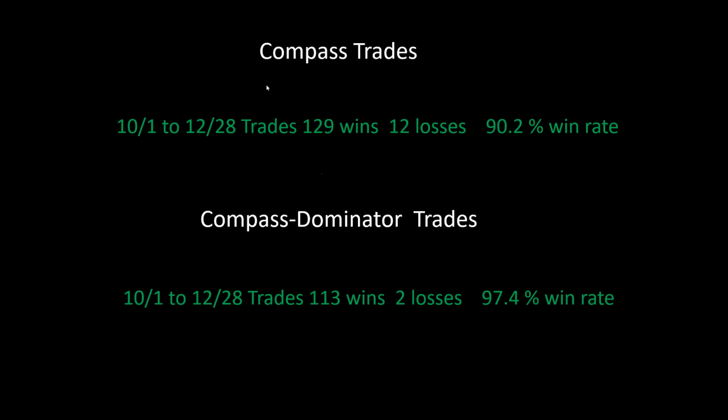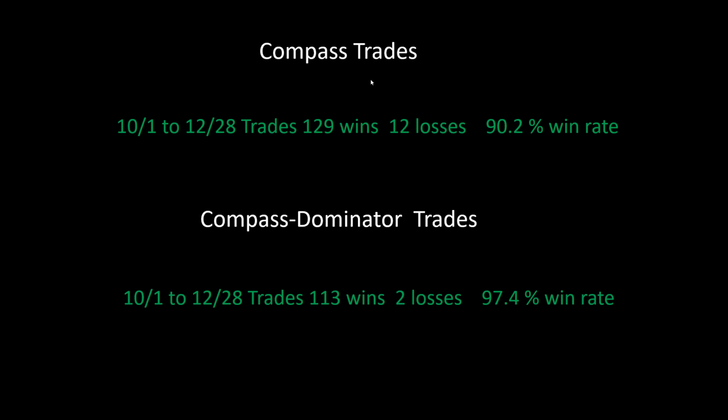And I'll go over all of that, but I just wanted to show you what some of the results have been here. And this is from October 1st to December 28th. This is the last quarter of last year. And the reason I chose that was because the Dominator system was introduced on October 1st. There was no way to check for market internals until the Dominator system came out. So what I did was I looked at trades that I took between October 1st and December 28th, and I looked at the ones that used just the Compass system.